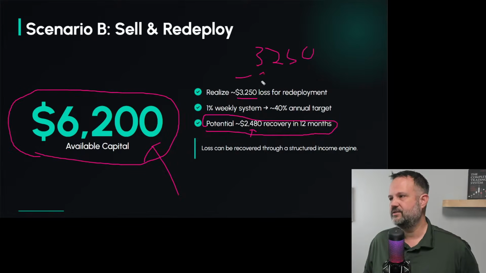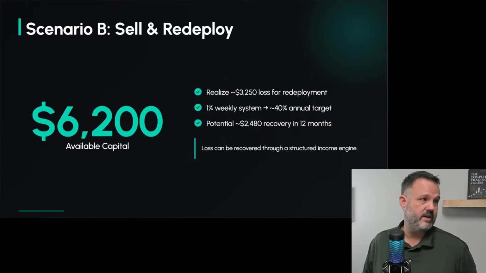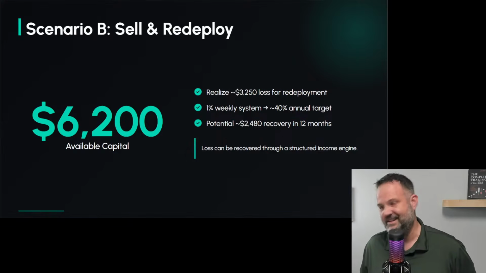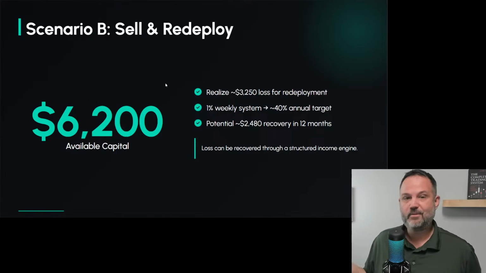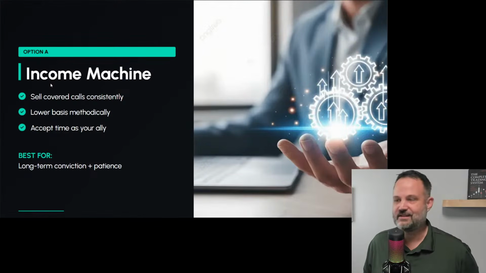3,250 minus 2,480. So most of this will be completely gone in a year. Okay, so that's the option. The second option is put this money back to work on something else. So that's not a bad option. Option number one, keep selling calls on it, is not a bad option. Option number two isn't a bad option. They're both good. Okay, so again, this is a quick little review.